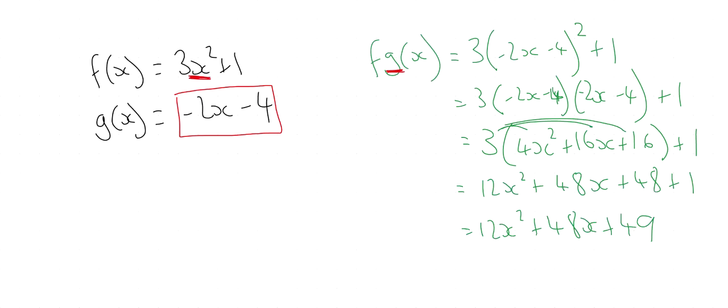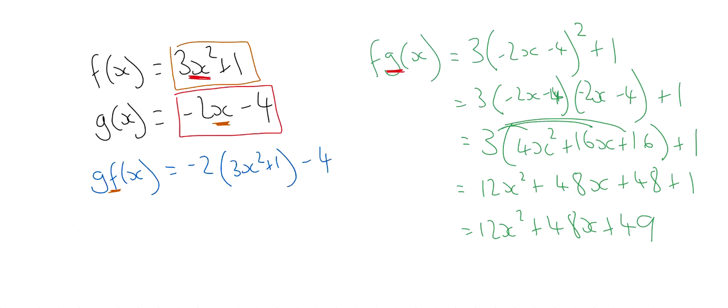Now, what if I gave you something different? What if I said gf of x? Now I do it the other way. So I'm going to start with g, right? Let's color coordinate that again. Let's pick a different color. So instead of the x in g, I'm going to use all of f and put it in place of the x. So I have -2, and then my function is 3x squared plus 1 minus 4.